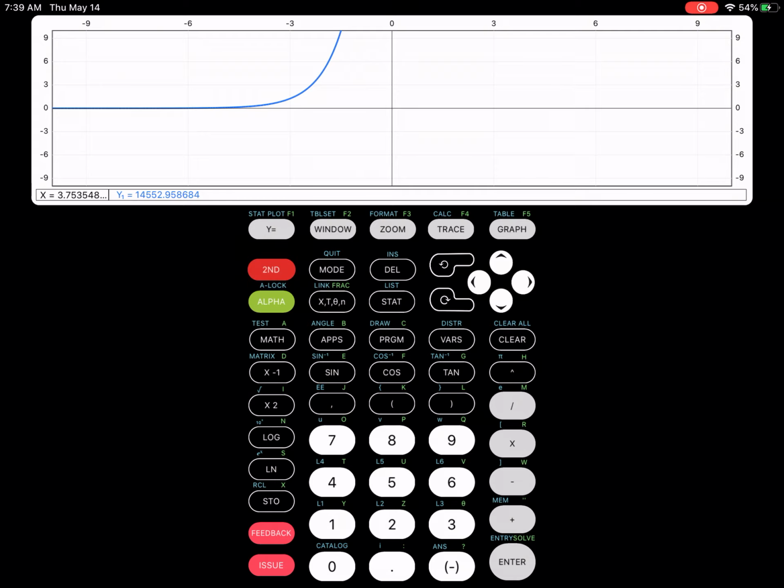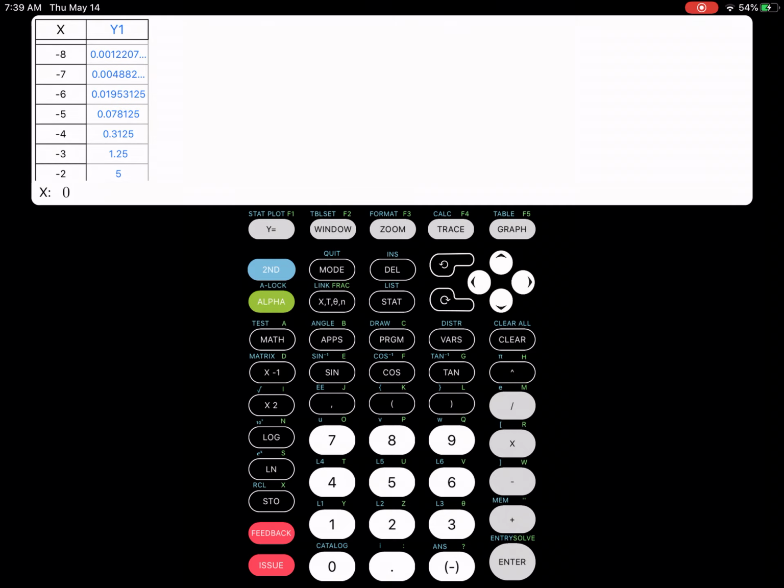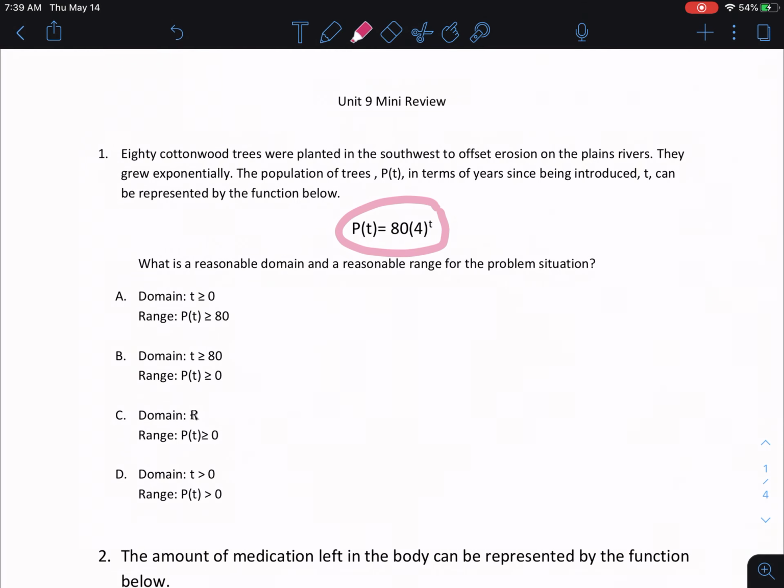So you can see that, let's look at our table. Our y never gets to 0, even if x is negative. Okay? And we have all x numbers, and y just keeps growing, growing, growing. So it says, what is a reasonable domain and range for this? That would be C, because the x values are all real numbers, but we're looking at the population of the trees, and the population of the trees has to be a positive number, so the y has to be greater than 0.